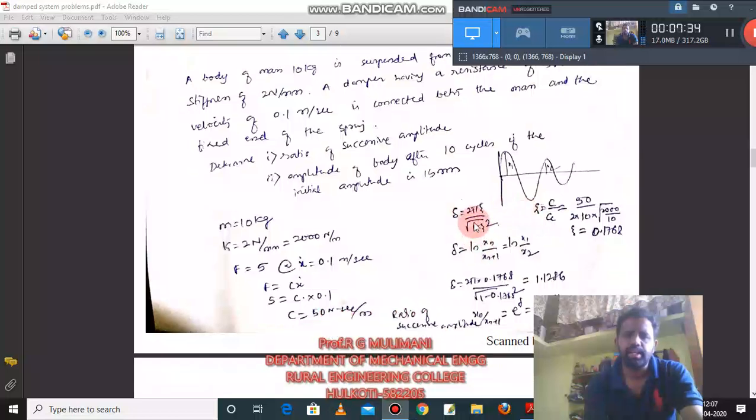For that you need to find the delta value, that is the logarithmic decrement. If you know the zeta value, then the logarithmic decrement can be calculated. How to find zeta? That is C by Cc. The C value calculated here is 50 Newton second per meter, and Cc can be calculated by 2m omega n. So the zeta value is 0.1768. If you substitute this zeta value in this expression, you will get the logarithmic decrement. The logarithmic decrement expression for one cycle is ln xn by xn plus 1.